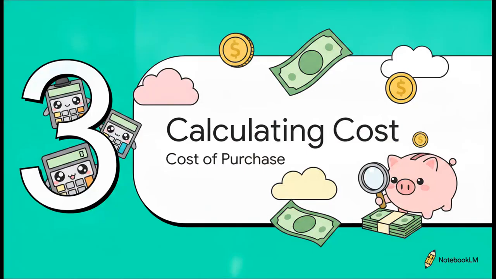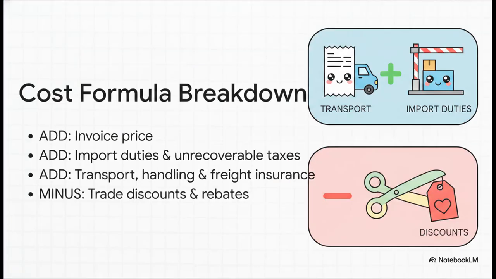Let's hit part 3, calculating the cost of purchase. Time to put on our accountant hats. How do we put a literal price tag on these goods when recording them in our books? Well, you start by adding the basic invoice price. Then you add all directly attributable costs. We're talking things like import duties, unrecoverable taxes, transport, handling, and freight insurance. Basically, any cost that is absolutely necessary to bring the inventory to its present location and condition. But wait, you must minus trade discounts, rebates, and other trade allowances. Please do not forget to deduct those discounts.